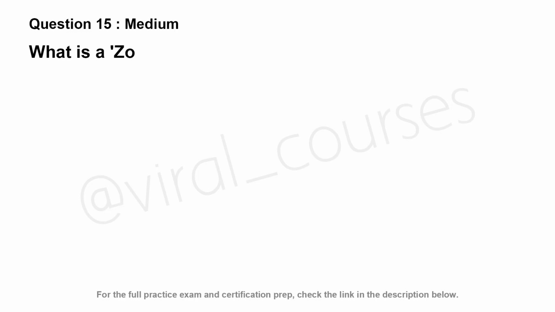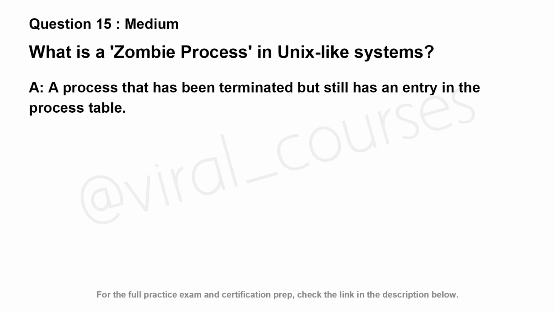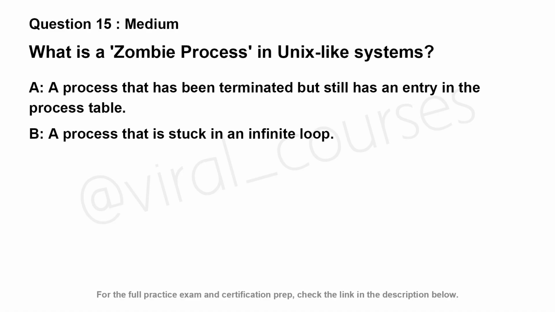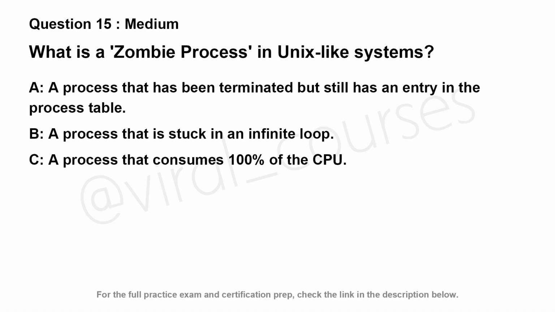What is a zombie process in Unix-like systems? Option A. A process that has been terminated but still has an entry in the process table. Option B. A process that is stuck in an infinite loop. Option C. A process that consumes 100% of the CPU. Option D. A process that has no parent.